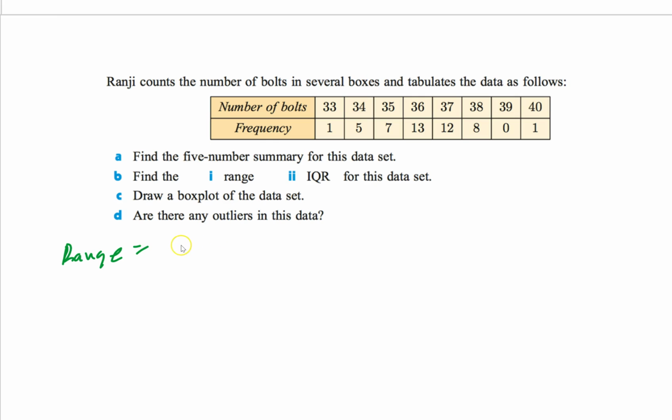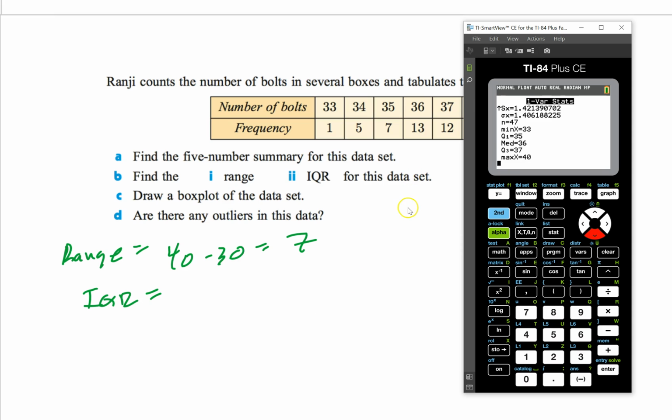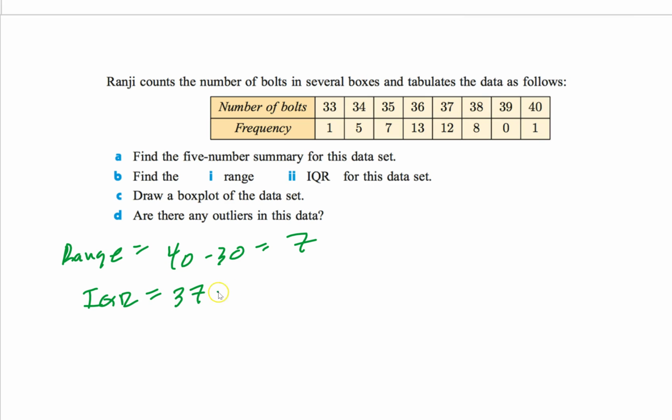is the max minus min, which is 40 minus 33, 7. The IQR, I need my calculator back. So it's going to be Q3 minus Q1, so 37 minus 32, 5, sorry. Let's do the math in my head. 37 minus 35, because this was Q3 and Q1, so just 2. So it's very bunched together. Most of the data falls within 2 of each other.